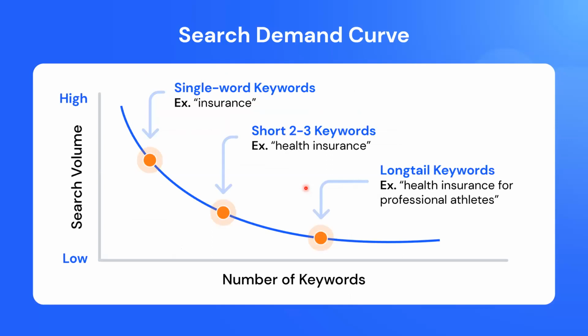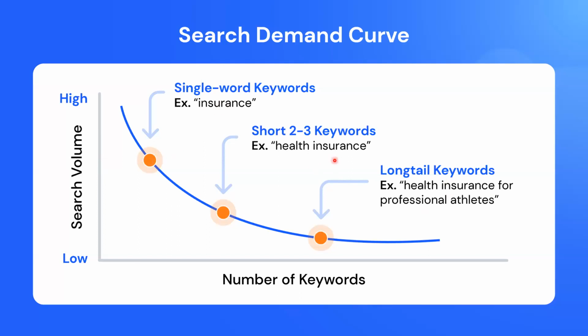So this is a typical search demand curve, where you use a single word for searching, say for example, insurance, health insurance, and health insurance for professional athletes. So if your theme is to find out what is written on health insurance for professional athletes, if you start with insurance, you will end up with say thousands of papers in a literature review.